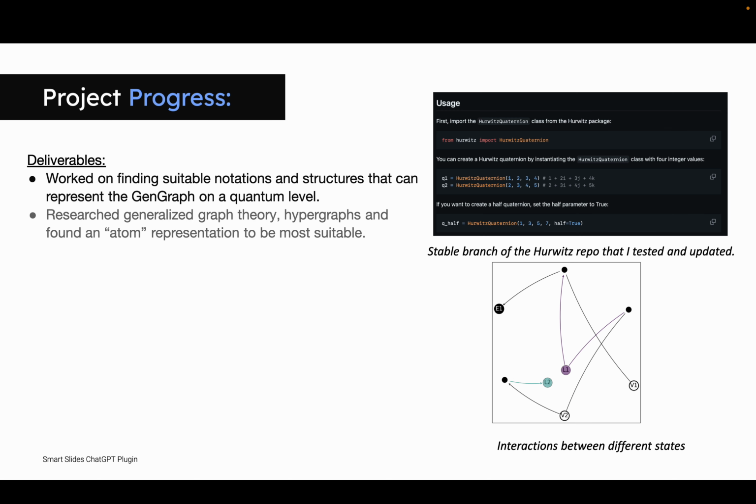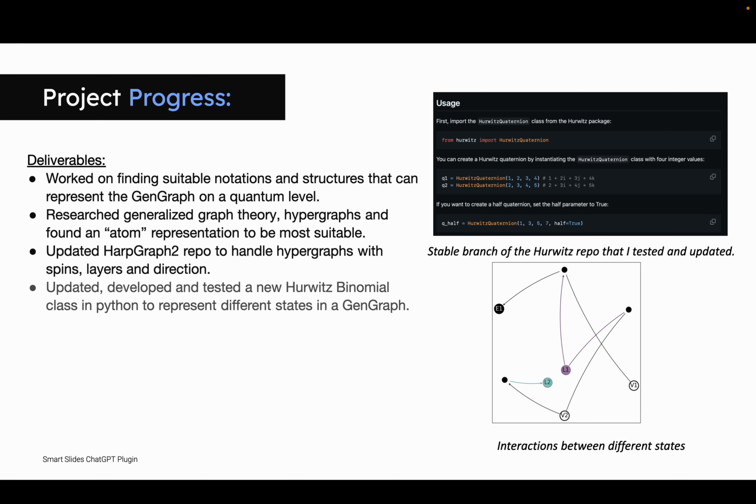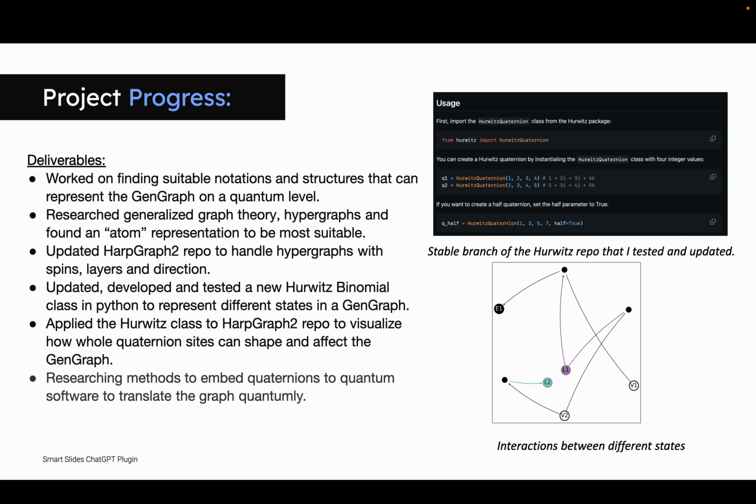Here's the project progress. So the first deliverable was working on finding suitable notations and structures that can represent the gen graph on a quantum level. This leads into the second one, which is researching generalized graph theory, hypergraphs, and researching papers. Here we found a paper mentioning storing data as an atom. So these atoms can be nodes, edges, and layers all at once. So we found this to be most suitable.